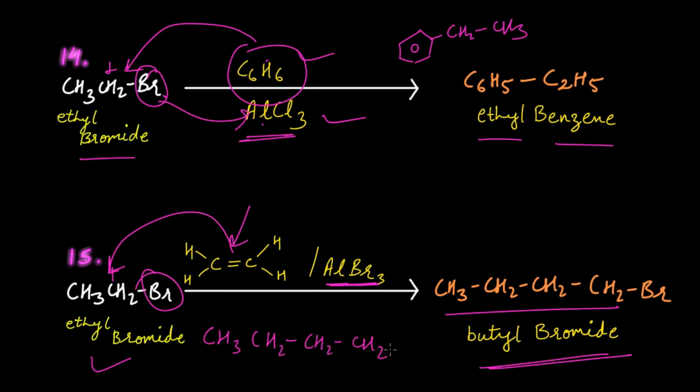CH2 and CH2 with a positive charge. Now since AlBr3 had taken a bromine atom, it will be removed in the form of AlBr4 minus. So the bromine will again move to this carbon, creating butyl bromide. So this will be your final product, butyl bromide. Let's move to the next.